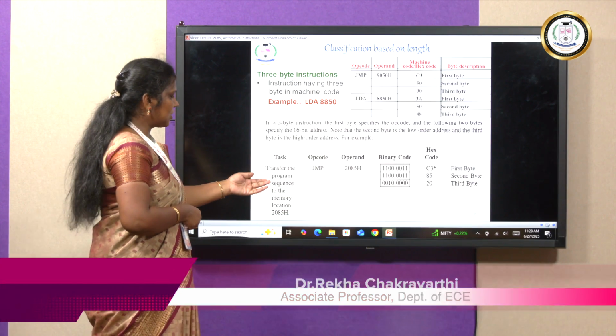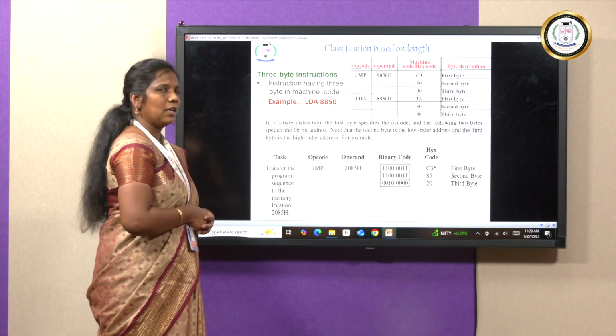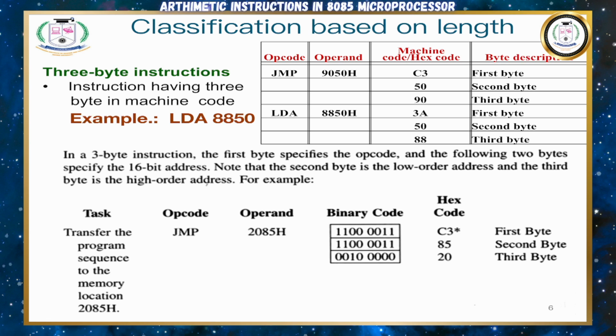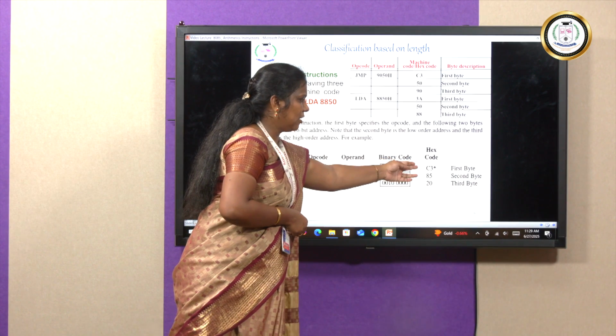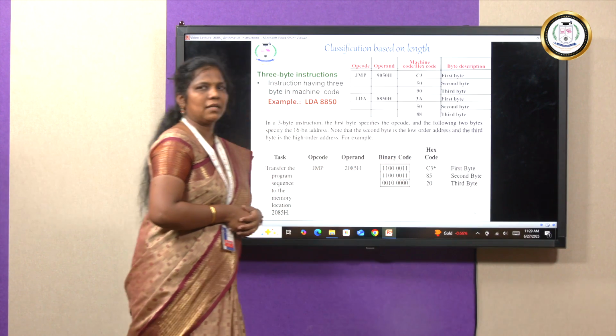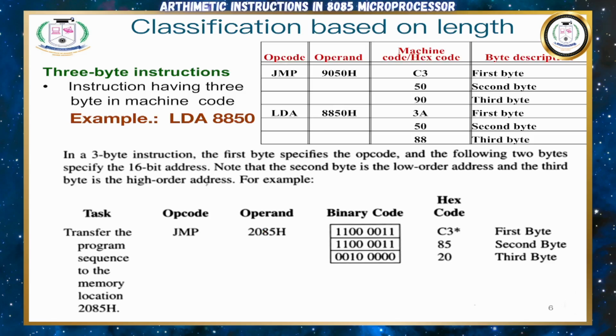Another example is JMP 2085. JMP has C3 as its hex code, and the address is specified as the lower order byte and then the higher order byte. So again, it takes 3 bytes. You can see here the first byte, second byte and third byte. So the instruction JMP 2085 takes 3 bytes.